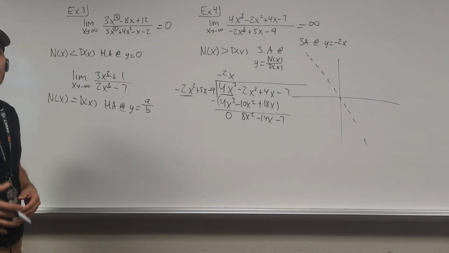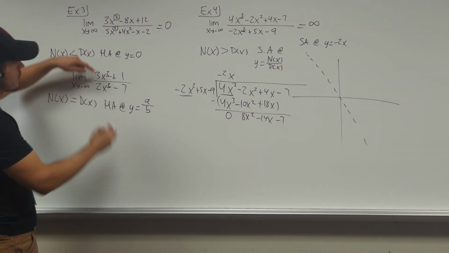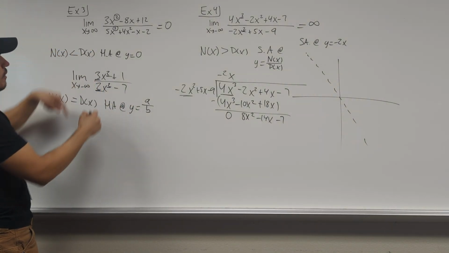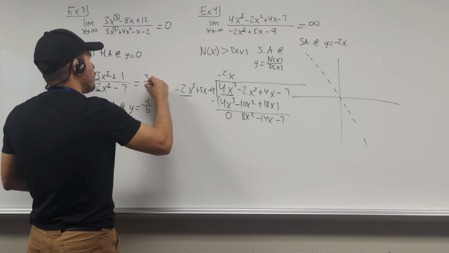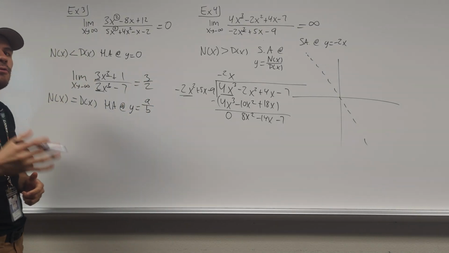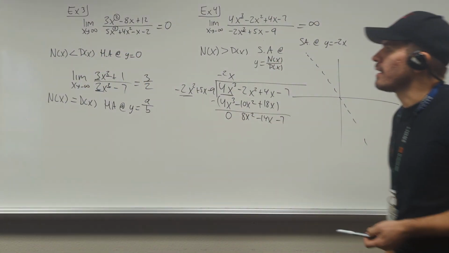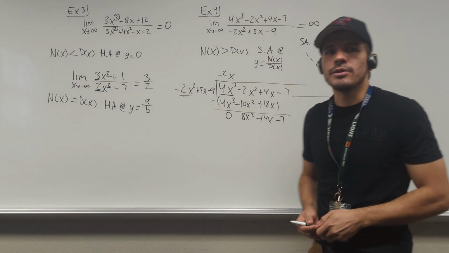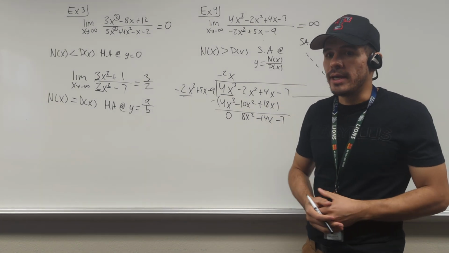And your question should be, what is a and what is b? A and b are going to be your leading coefficients. So in this case, I have 3 and 2. Therefore, when I divide them, 3 divided by 2 is 3 halves, which means I will be going towards 3 halves because I have a horizontal asymptote at 3 halves. Cool? All right. To me, this would be the most efficient way to approach this. However, I like to give you options. So there is another way to do this.